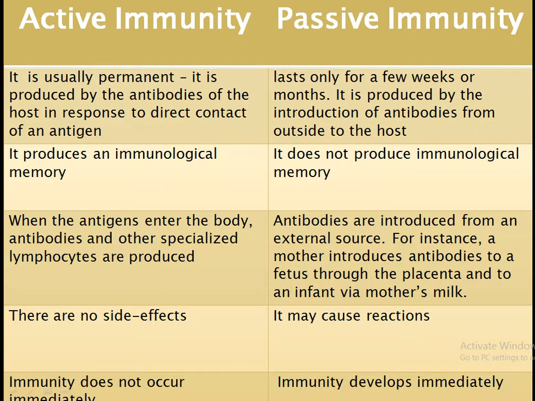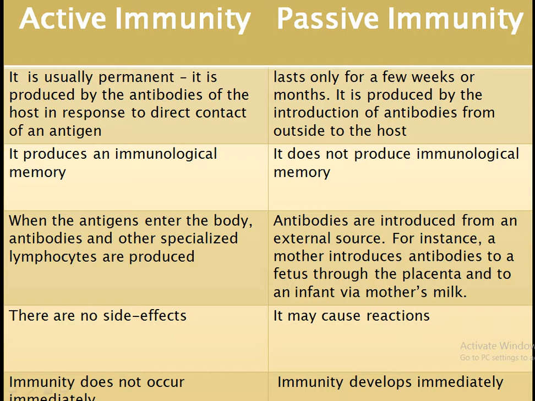Active immunization is usually permanent, while passive lasts only for a few weeks or months. Active produces an immunological memory, while passive does not. In active, when the antigens enter the body, antibodies and other specialized lymphocytes are produced, while in passive, antibodies are introduced from an external source. In active immunity, there are no side effects, but in passive, it may cause reactions.